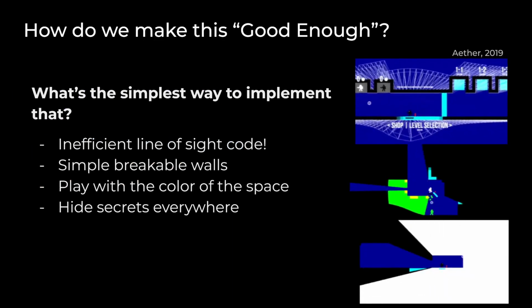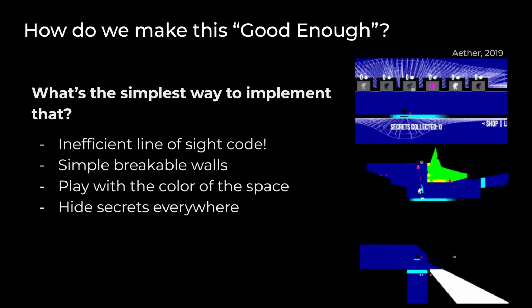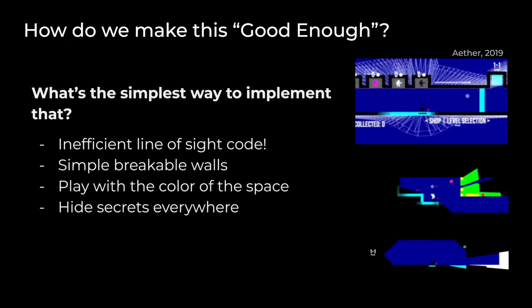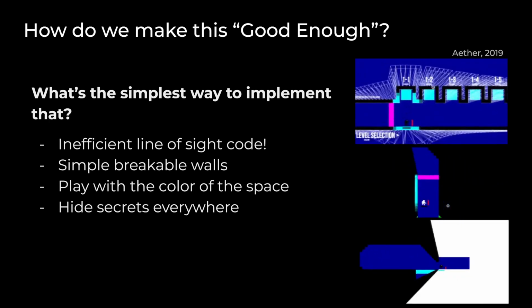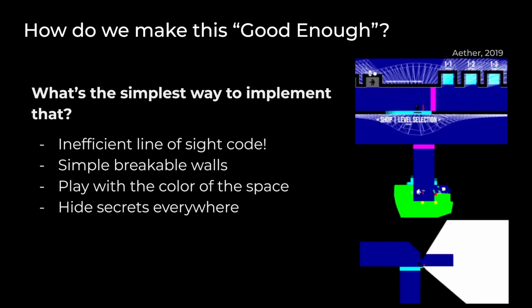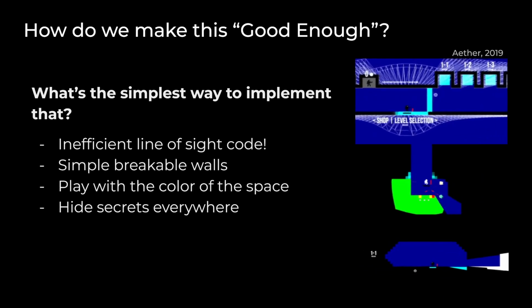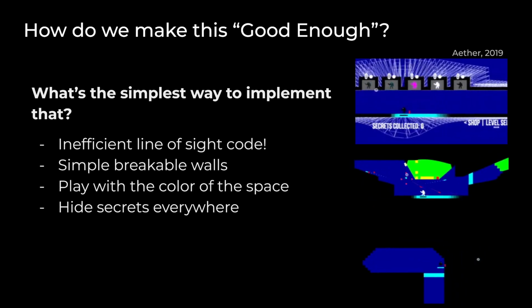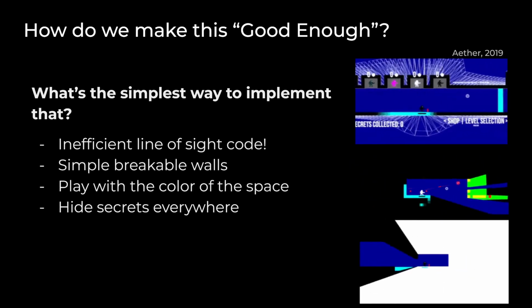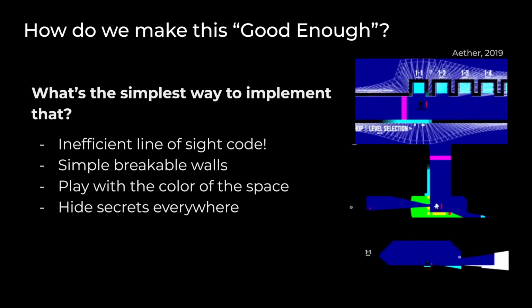So, inefficient line of sight code, that's fine. On the top right, you can see all the triangles that get drawn. There's a lot of overdraw, but it's okay. You can then start experimenting with breakable walls. So then there's the second GIF there, where the walls break and your perception changes. Cool. Now let's change the color of the space and hide secrets everywhere. Great. Awesome. That's good enough.